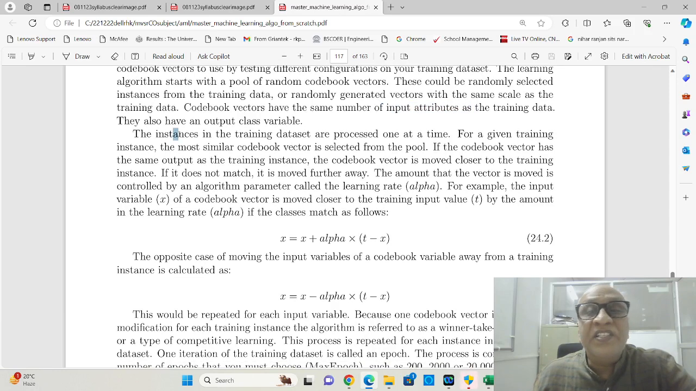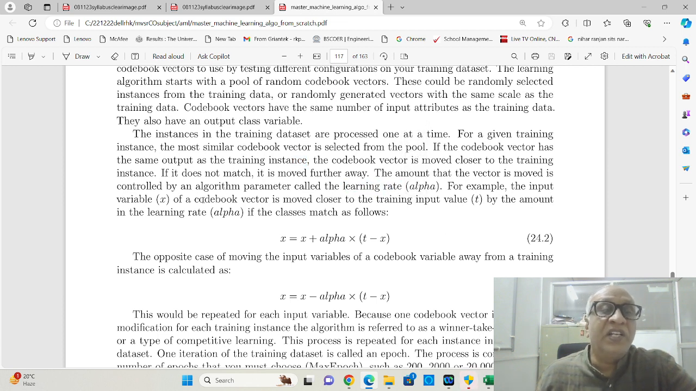Now, these instances are processed one at a time. The most similar codebook vector is selected from the pool. If the codebook vector has the same output as the training instance, the codebook vector is moved closer to the training instance. If it is different, it is moved further away. By how much this vector is moved is controlled by a parameter called alpha. That alpha parameter is called the learning rate.